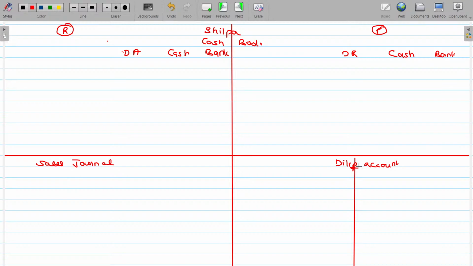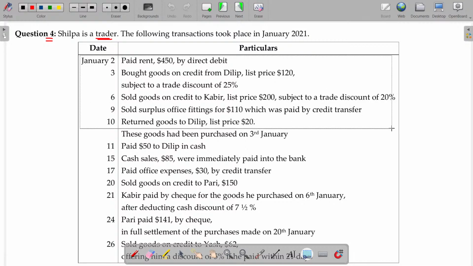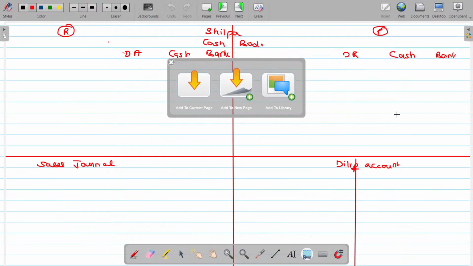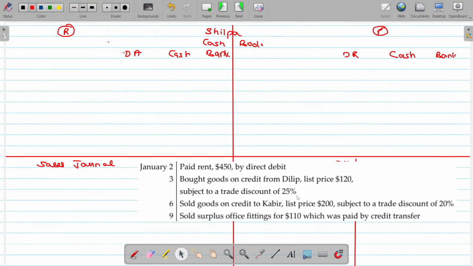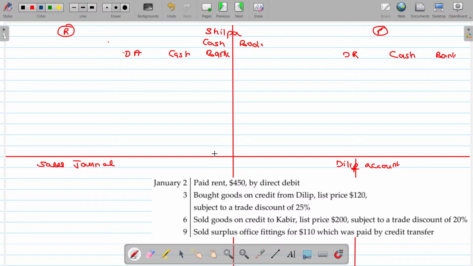We have parallelly opened all the ledgers, all the requisite formats here. Now we try to post a few items here, up to 9th Jan I will try to finish. Paid rent. So the year being 2021, the payment should be posted in the payment side. 2nd Jan rent paid 450, direct debit, means it should be debited in your bank account.